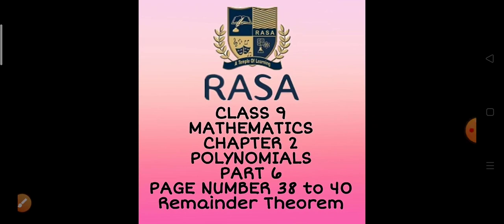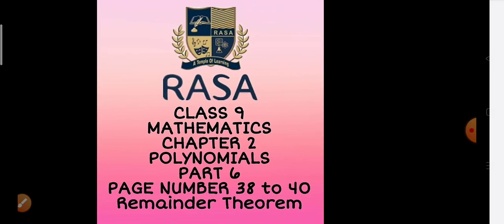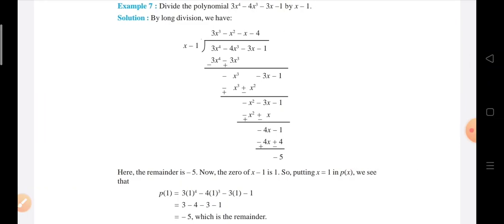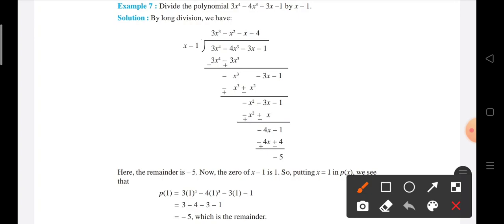Mathematics of class 9th, chapter number 2, polynomials. It is on your book page number 38 to 40, and in this video we will study about remainder theorem and its numericals. As we have studied remainder theorem, now we will deal with how to find the remainder of a given polynomial when it is divided by a certain divisor.